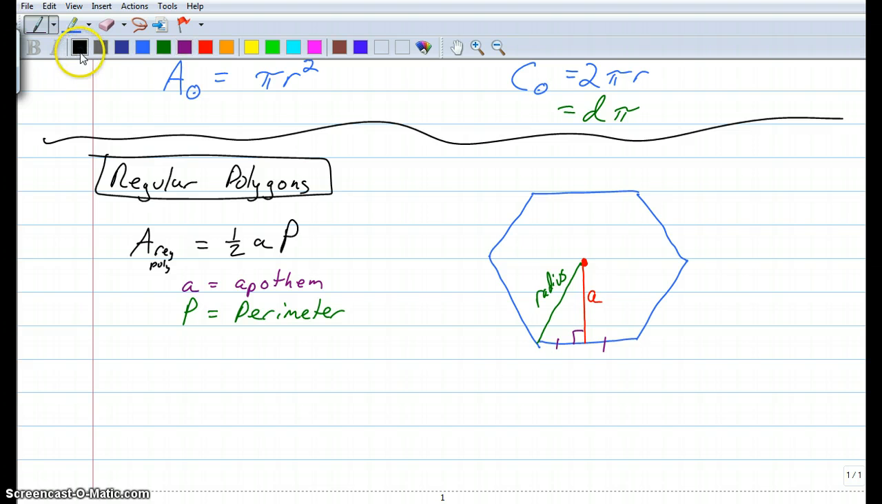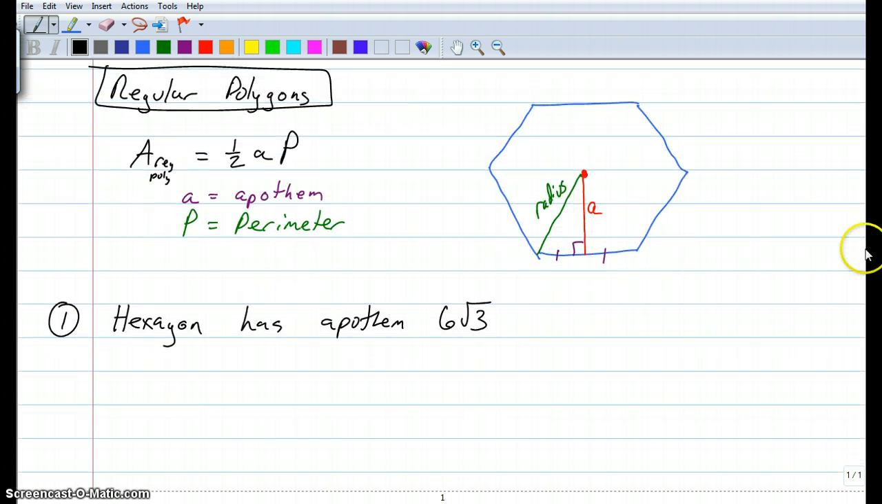Let's get into it. Let's do our first example here. Let's talk about a hexagon. A hexagon has an apothem of 6√3. Find the area.